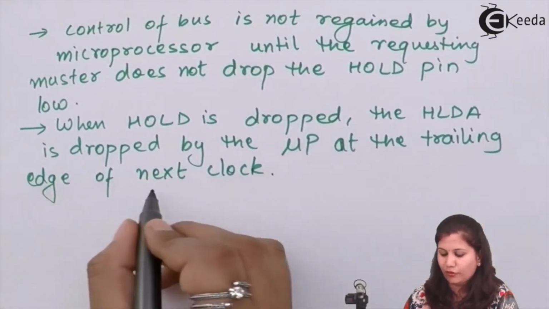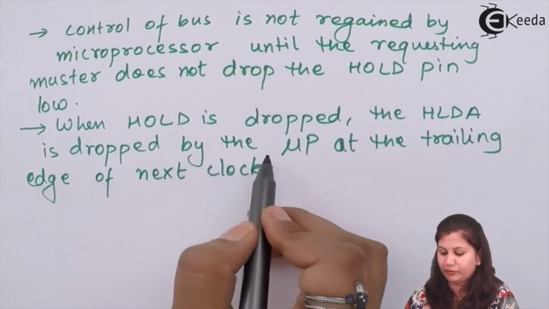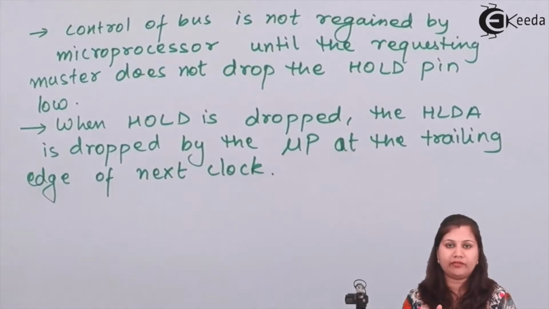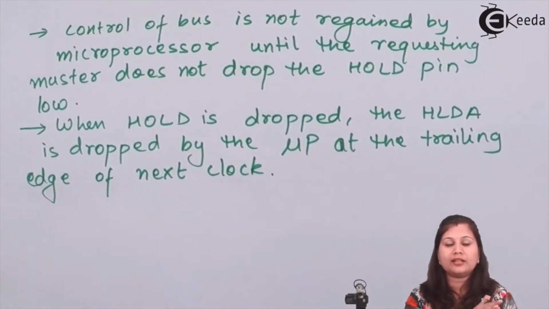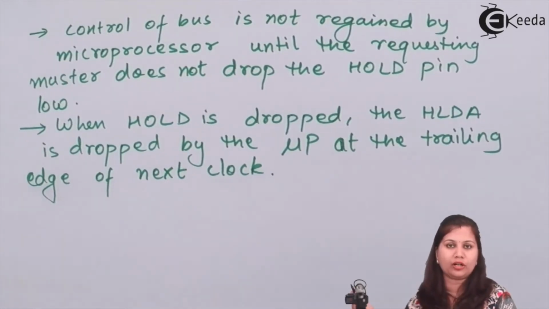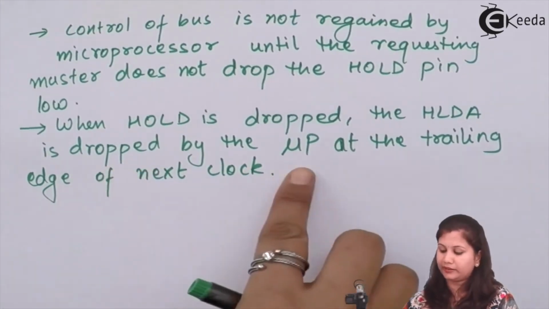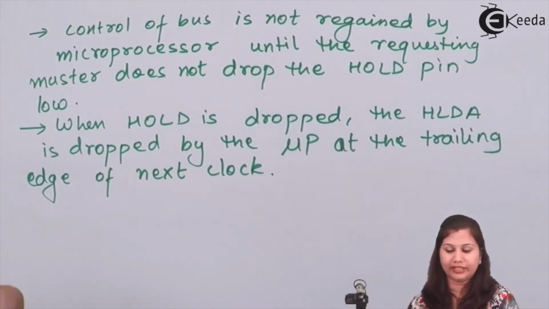At the trailing edge of the next clock, the HLDA will be dropped by the processor. So first hold is given to the processor, then if hold is received by the CPU, it is going to give the hold acknowledge signal. The hold acknowledge signal will be given to the requesting master. Then that master is going to drop the hold signal. When the hold signal is dropped, it means it's made active low. Then HLDA will be made low by the microprocessor at the trailing edge.